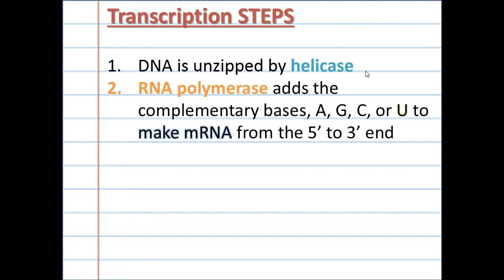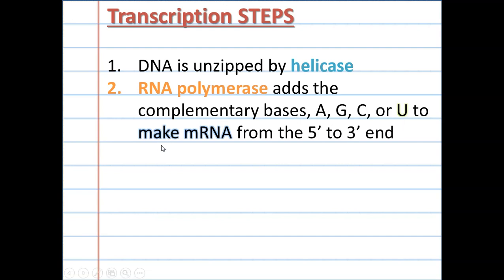Once the DNA is unzipped, we're going to use another enzyme. This is called RNA polymerase. Maybe when we did the Edpuzzle on DNA replication, it probably talked about DNA polymerase. That helped make DNA. So RNA polymerase is an enzyme that's going to help you make RNA. So it's going to add complementary bases. Remember, RNA has A, adenine, G, guanine, C, cytosine, or U, uracil. This is RNA. We don't have any thymine.